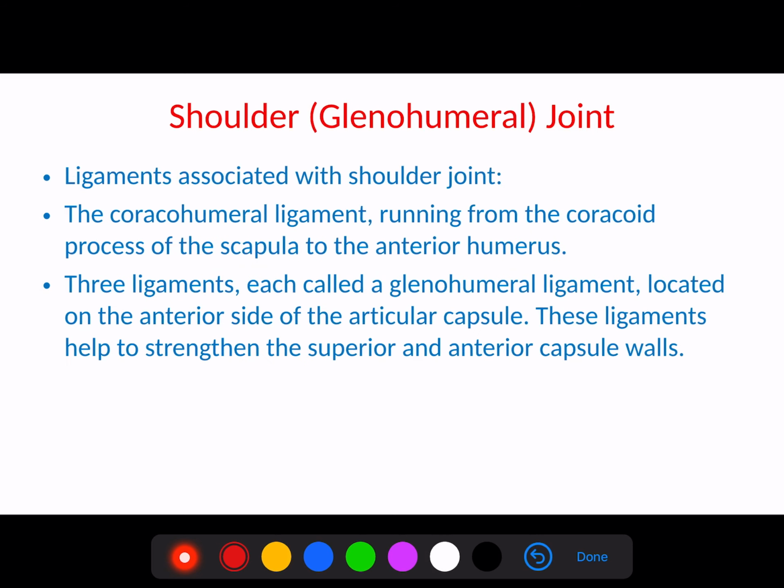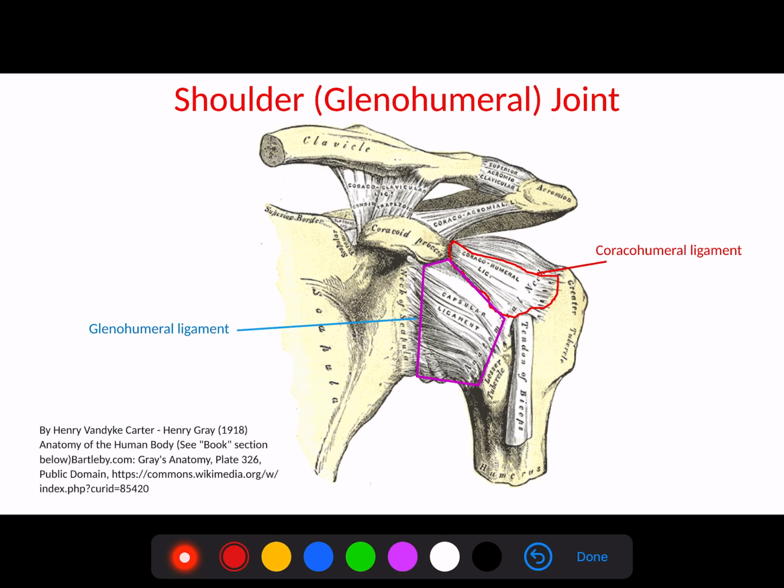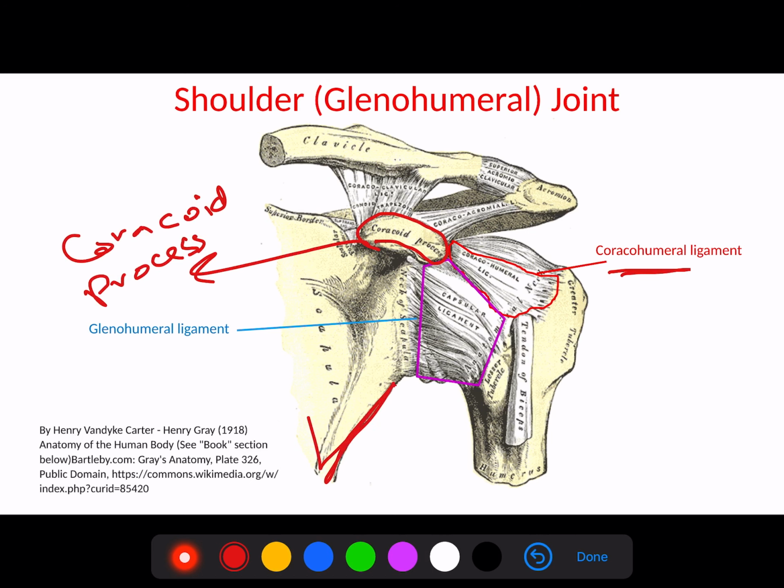Now, the main ligaments associated with this joint are like two sets of ligaments, or one ligament and a set of three ligaments. The first ligament is called the coracohumeral ligament. It's an attachment between the coracoid process, which is a marking on the scapula. This is the scapula. Okay, all of this in red is the scapula. Okay, this is the clavicle, sorry. But this is the scapula. One of the processes on the scapula is called the coracoid process.